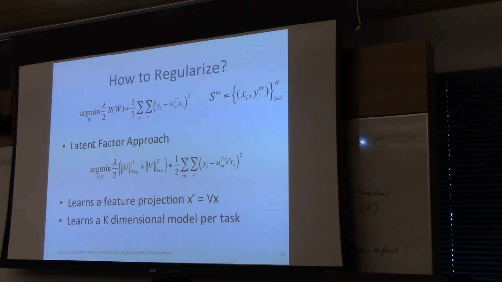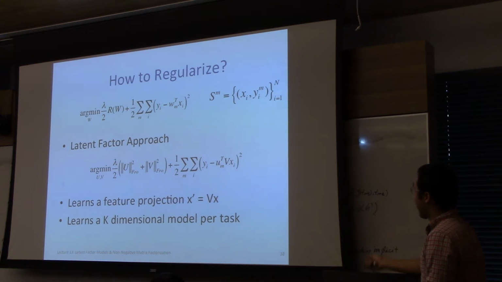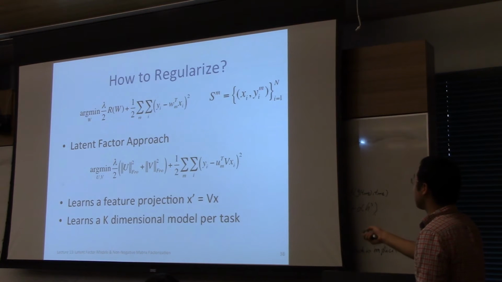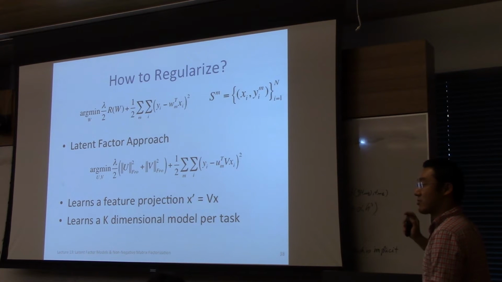So now, what is this? We're learning a transformation V that transforms our feature vectors X into some lower dimensional X prime that's lower dimensional than the raw features of X, and then we're learning a low dimensional model U, right? So the raw dimension of each X is D, and then V is D by K, or K by D, then this projection will transform each X into a K-dimensional feature input. And so now instead of having to learn a D-dimensional model per user, we're going to learn a K-dimensional model per user, per task.